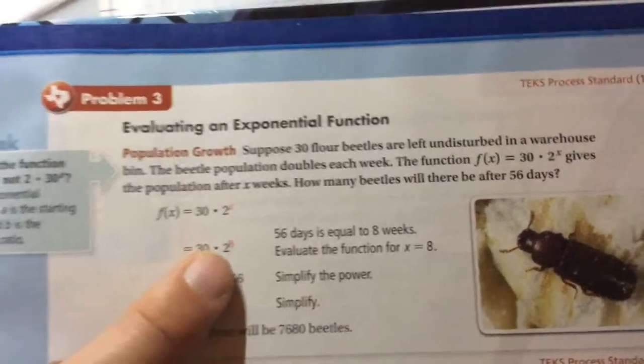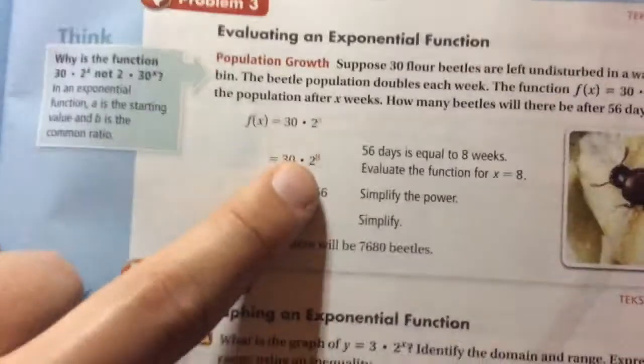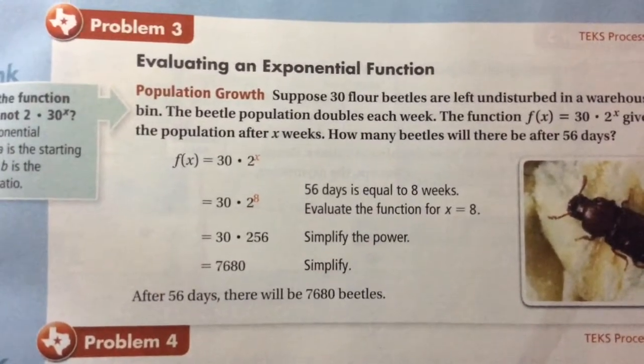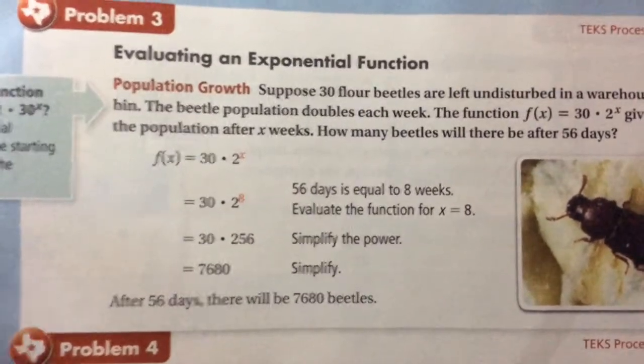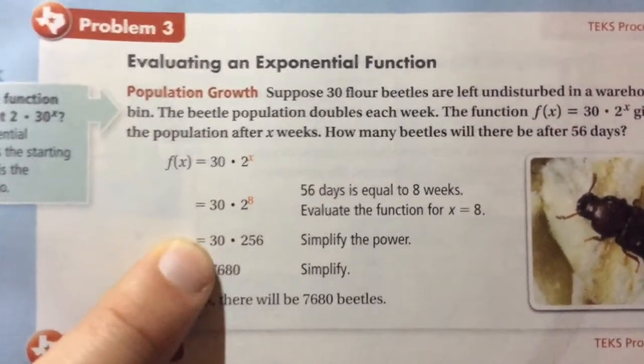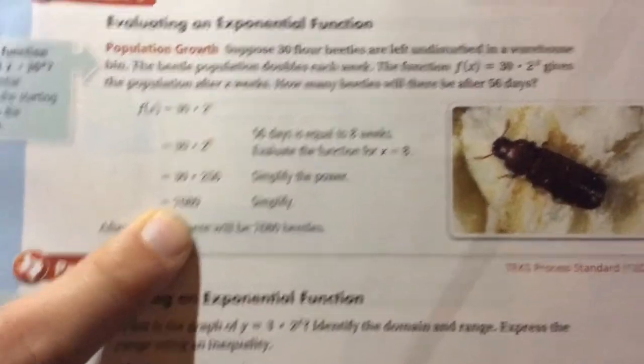And the reason that we have to do it this way is because every week we're going to have more beetles than we originally started with. So week 1, we started with 30. Week 2, we're going to have whatever 2 times that number is, and so forth. Well, 2 to the 8th power is going to be 256. So 30 beetles times 256 is going to give us our total amount, and that's why this is our exponential function.